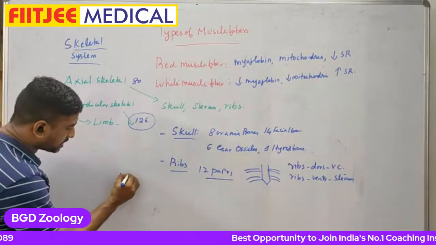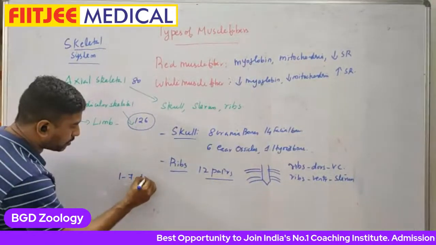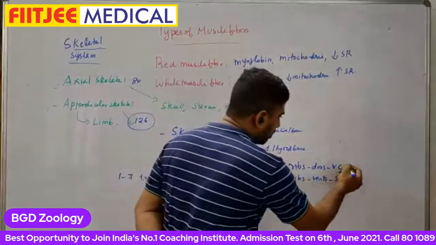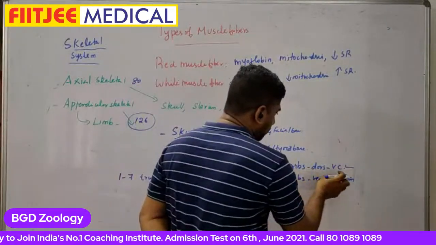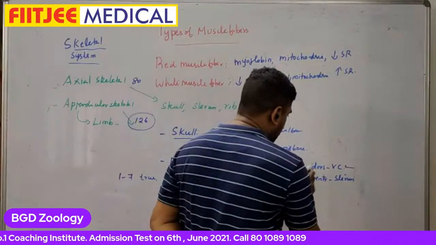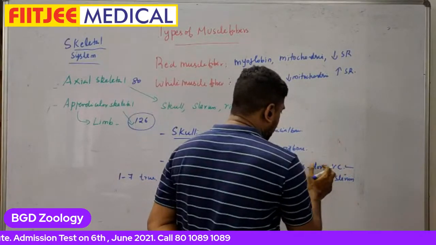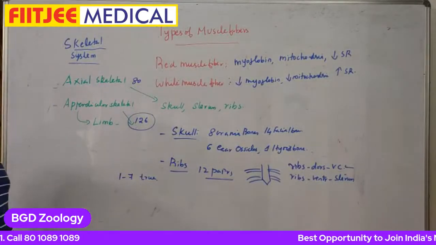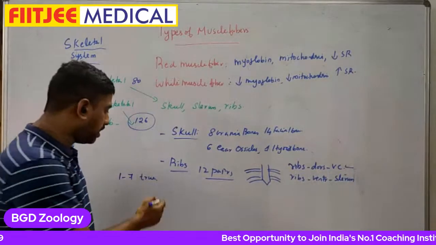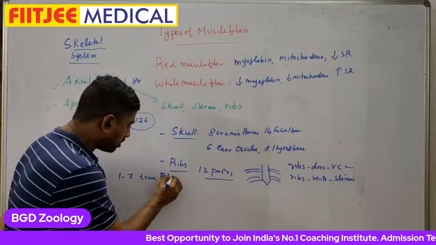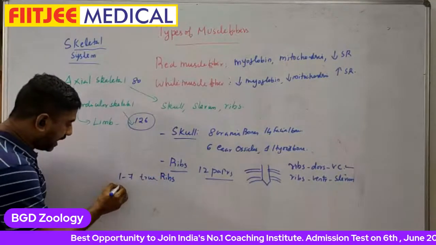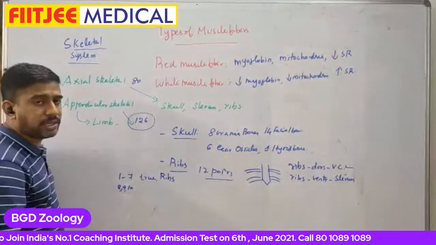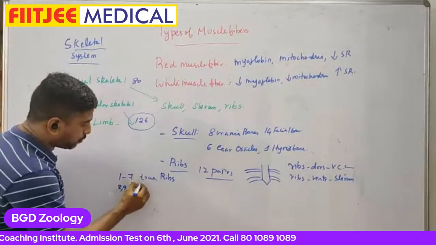Of these, the first 7 pairs we call true ribs because they obey this particular rule. They are ventrally connected with the sternum and dorsally connected with the vertebral column. But the 8th, 9th, and 10th are not completely obeying the rules, so we call them false ribs.